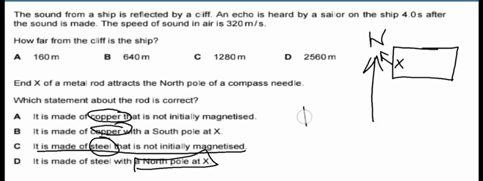Then, unlike poles repel, the North Pole and the South Pole are going to attract. So we can conclude that the answer is going to be C, because this one was made of steel and it was not initially magnetized. When something has been magnetized, it is going to have the poles, which are the North Pole and the South Pole. So this one is just neutral. It does not have a North Pole and a South Pole. So the answer here is just C.